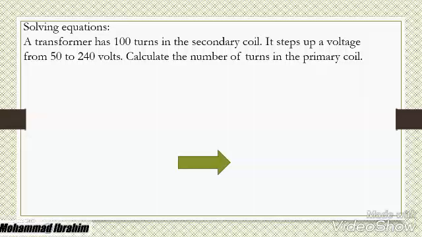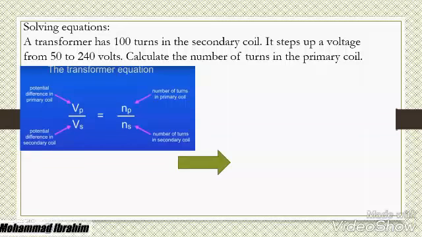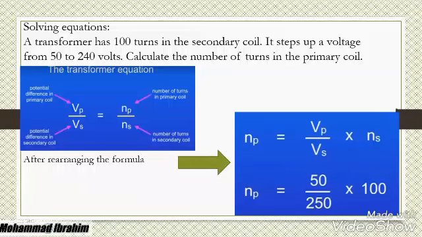Now let's calculate the number of turns in the primary coil. The transformer equation: you should have remembered or memorized that from the last slide, right? Now let's rearrange the formula to find the number of turns in the primary coil. NP is equal to VP over VS multiplied by NS, and that's after rearranging. So we're left with 100 turns in the primary coil.